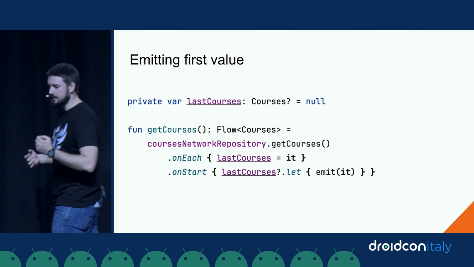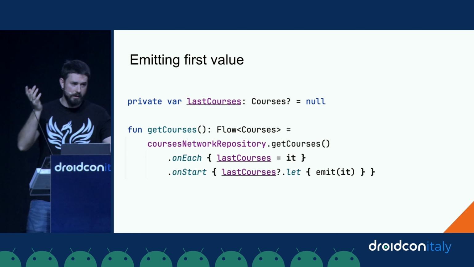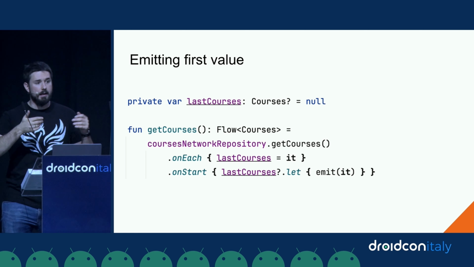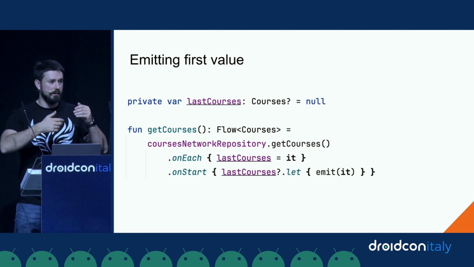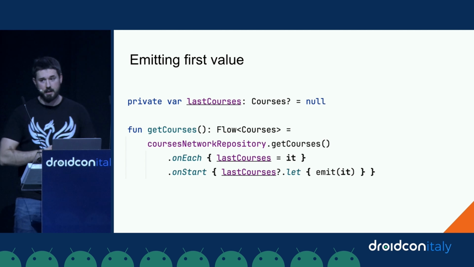As I said, if getCurses were parameterized, lastCurses would probably be some concurrent hash map, and you would update the value in the concurrent hash map and get the value out of the concurrent hash map, but it would be essentially the same pattern.